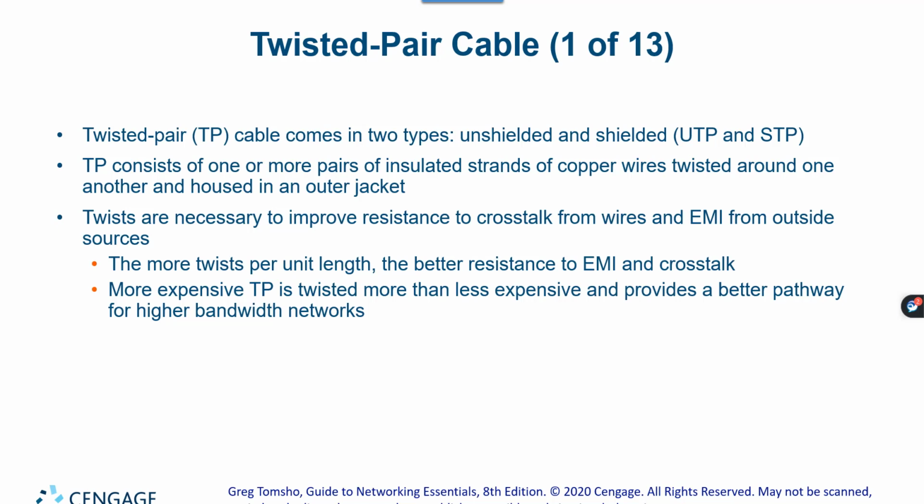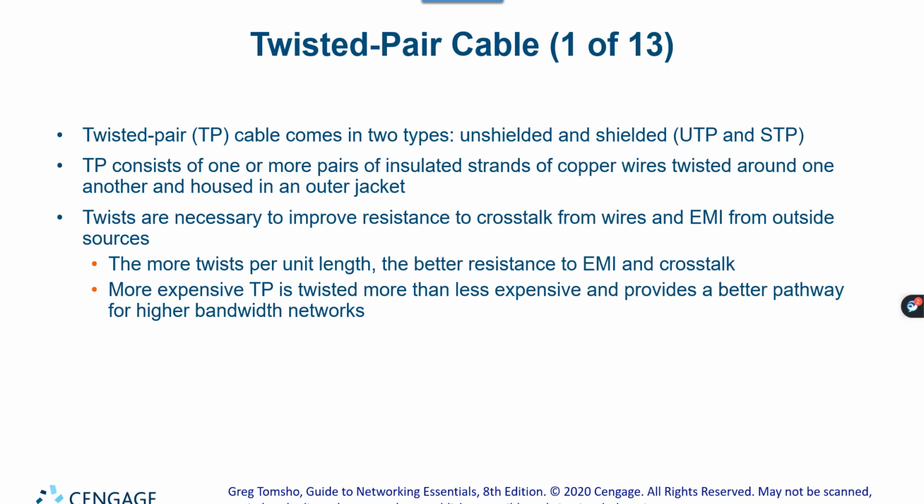Remember that twisted pair, the reason we call it twisted pair is we twist the wires inside of the cable. We have 4 pairs of wires typically, and we twist the wires, and it improves the resistance to crosstalk and interference from outside sources. So the reason it's called twisted pair is inside of your Ethernet cable, we're actually twisting the pairs of wires inside. Remember that the more twists per unit length, the better resistance.